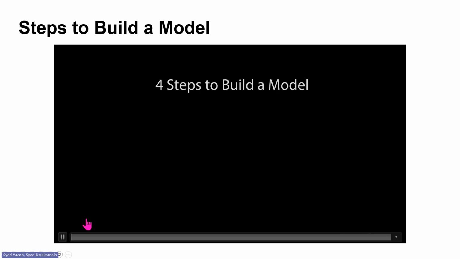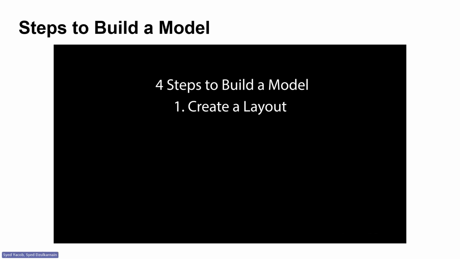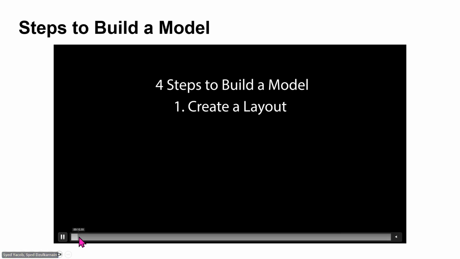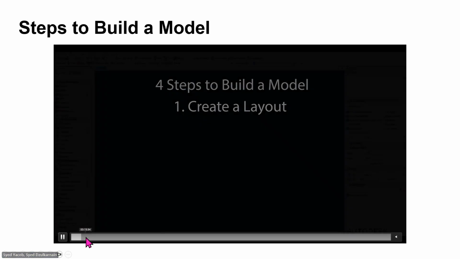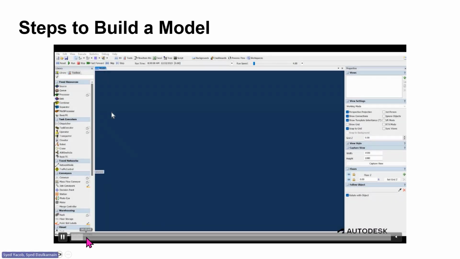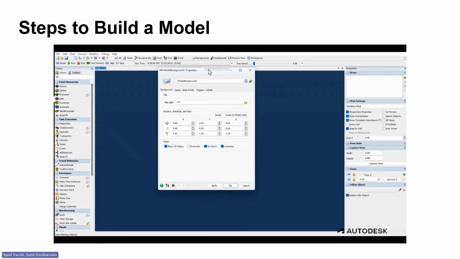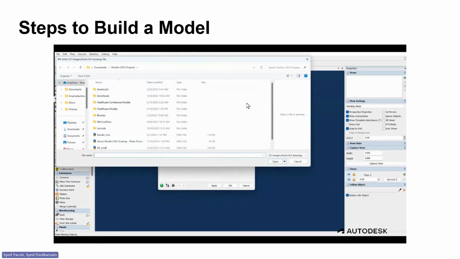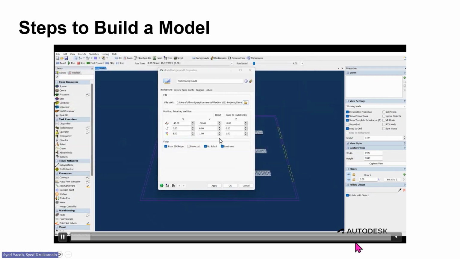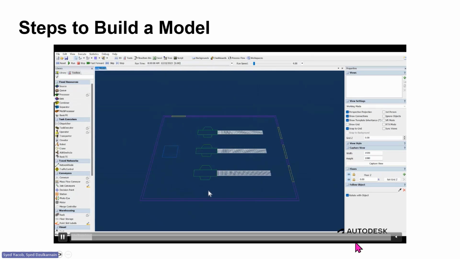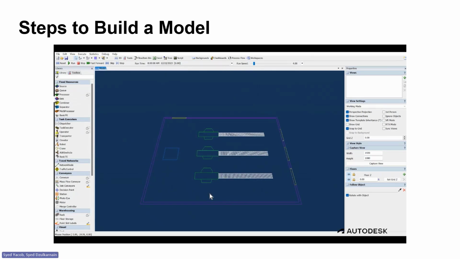Okay, so here is an example. This one I will also go through a bit quickly. So four steps to build a model, starting with creating the layout. This is how FlexSim looks. We can add a model background, so we can add in a file, which can be a 2D image or, in this case, an AutoCAD file. So you set an AutoCAD file of the factory layout. This is very simple.